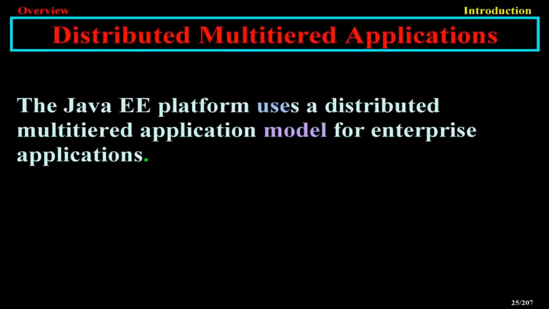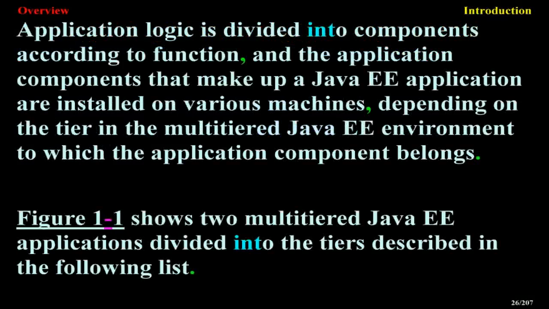Distributed multi-tiered applications. The Java EE platform uses a distributed multi-tiered application model for enterprise applications. Application logic is divided into components according to function, and the application components that make up a Java EE application are installed on various machines, depending on the tier in the multi-tiered Java EE environment to which the application component belongs. Figure 1-1 shows two multi-tiered Java EE applications divided into the tiers described in the following list.